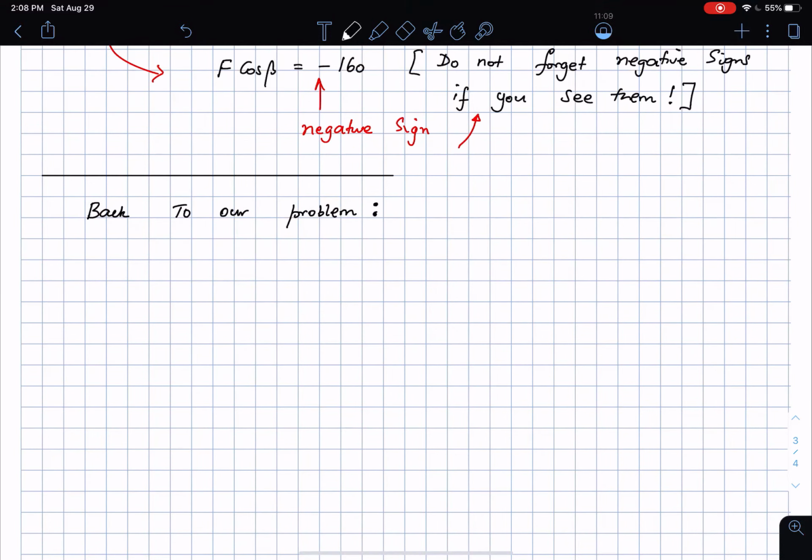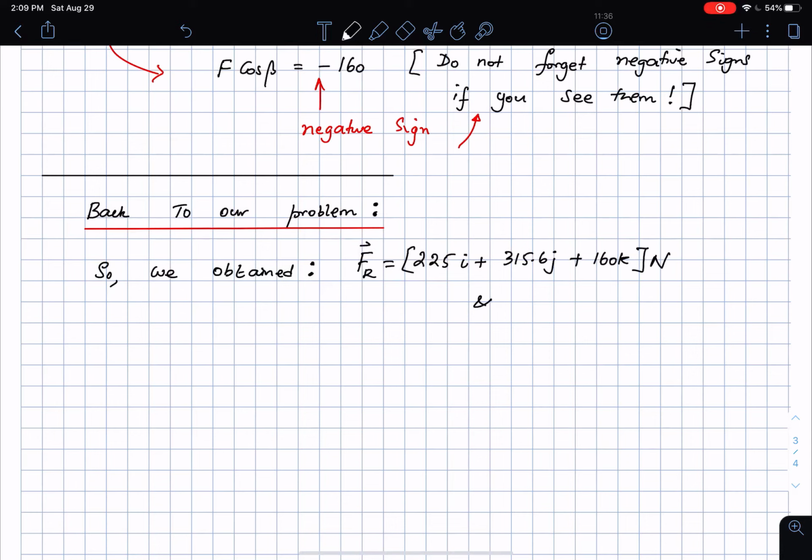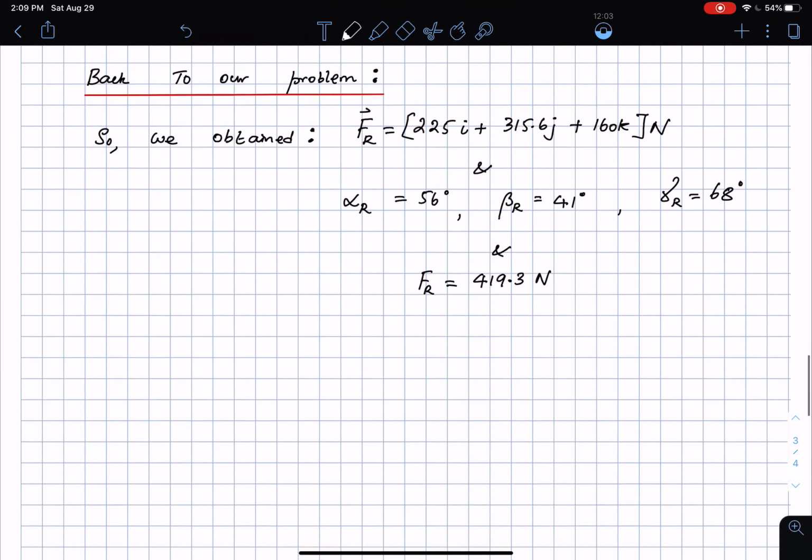We have so many problems, right? All right, so back to our problem. So we obtained FR as 225i, 315.6j, and 160k newtons, and alpha R was approximately 56 degrees, beta R was approximately 41 degrees, and gamma R was approximately 68 degrees, and the magnitude of FR was obtained as 419.3 newtons. Okay, and my last thing is to draw this vector on the Cartesian frame.